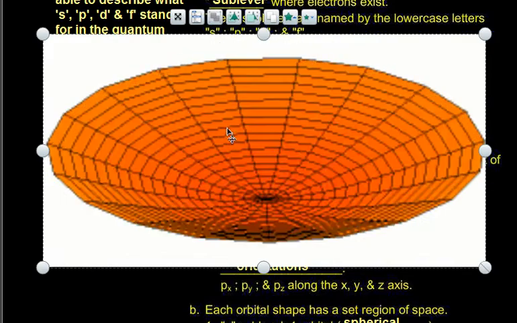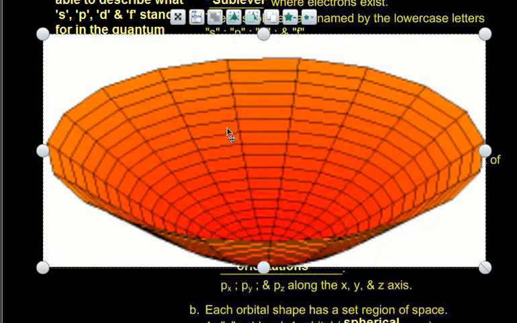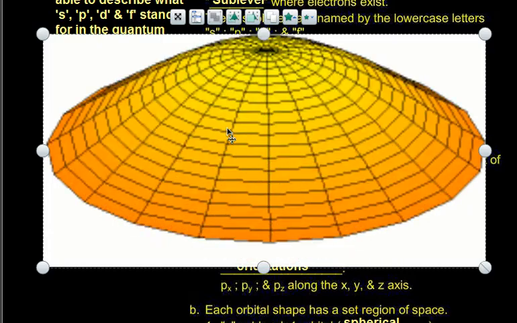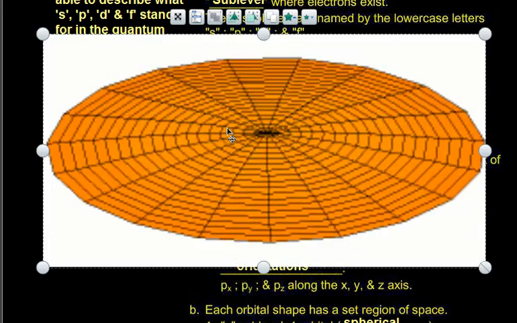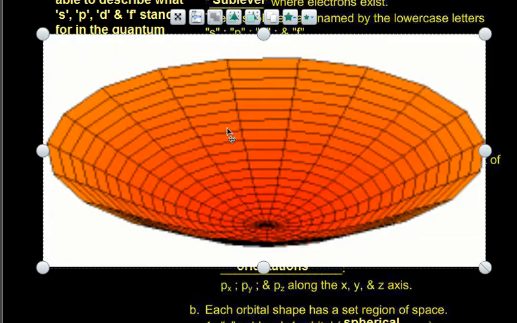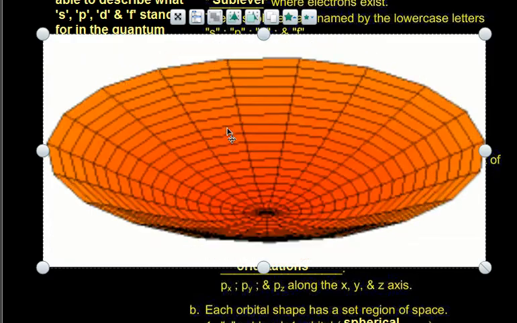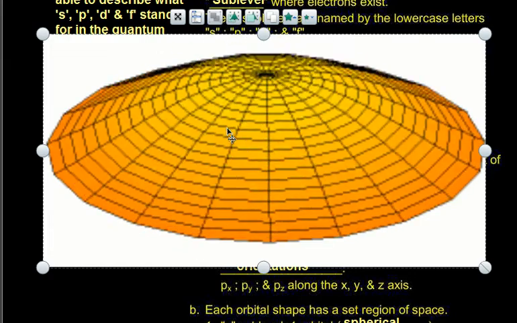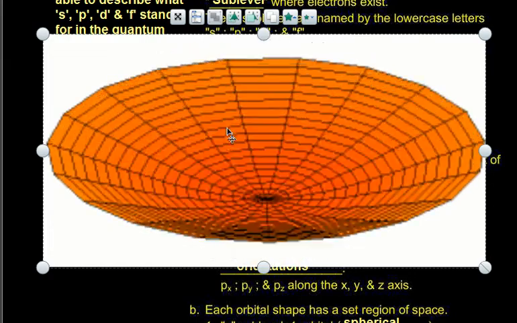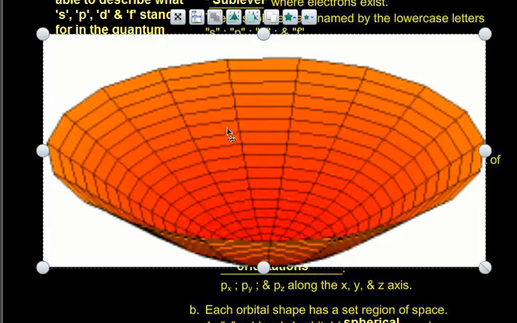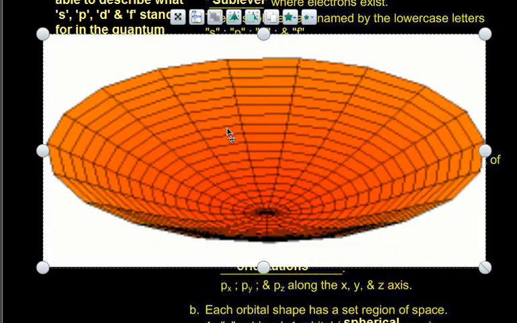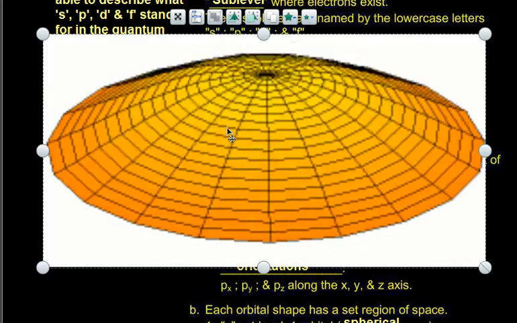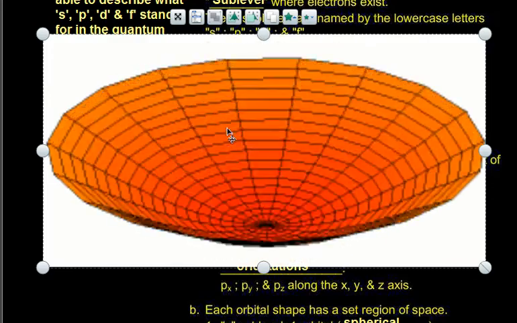Okay, it has this very basic general vibration to the orbital. And it's here that we need to mention a little bit about electrons and how all matter has a dual nature to it. Matter can either be thought of as a particle or it can be thought of as a wave. And if we study matter as if it was acting like a particle, it will act like a particle. And if we study matter as if it was acting like a wave, it will act like a wave.